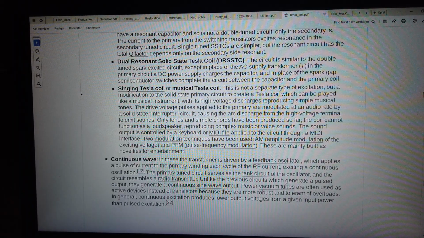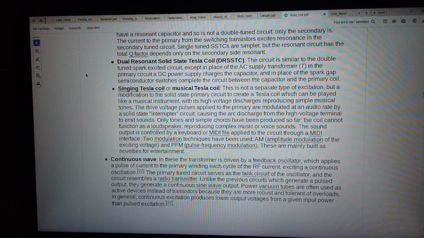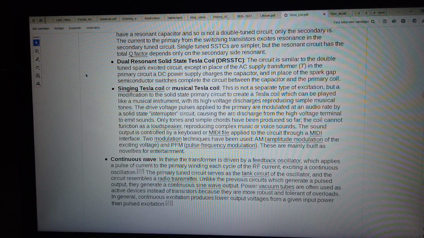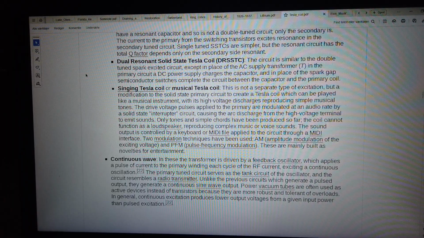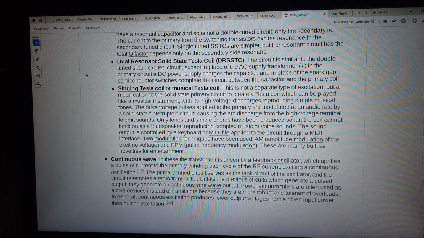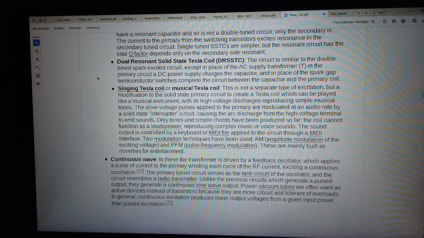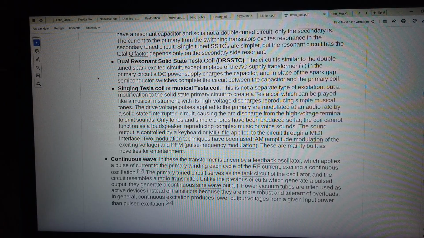Dual resonant solid-state Tesla coil, DRSSTC. The circuit is similar to the double-tuned spark-excited circuit, except in place of the AC supply transformer, T, in the primary circuit a DC power supply charges the capacitor, and in place of the spark gap, semiconductor switches complete the circuit between the capacitor and the primary coil.